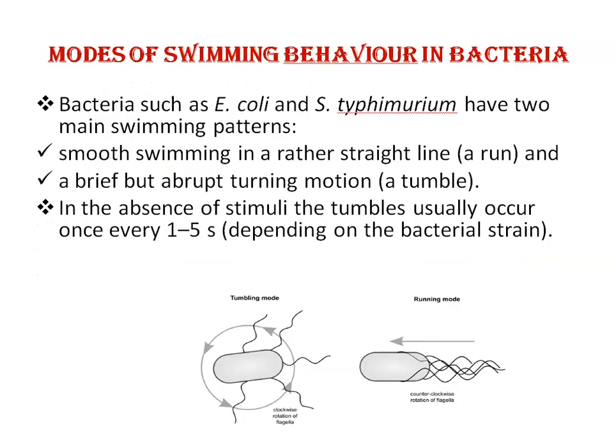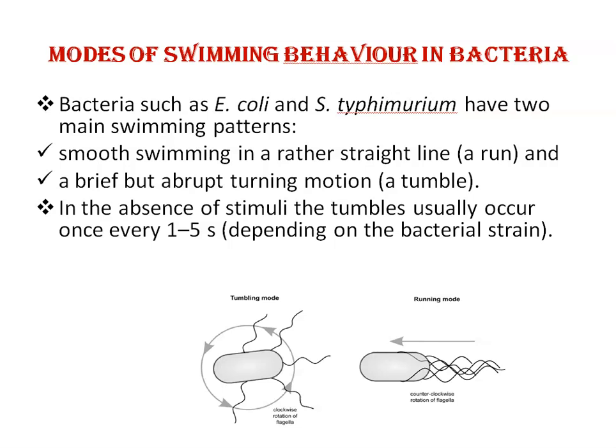Before starting with the signal transduction pathways of chemotaxis, it's very important to understand the modes of swimming behavior in bacteria. Bacteria such as Escherichia coli and Salmonella typhimurium have two main swimming patterns. One is smooth swimming in a rather straight line, a run, and the second is a brief but abrupt turning motion, a tumble. So, two main swimming patterns are a run and a tumble. As you can see here, this is the tumbling mode of swimming and this is the running mode of swimming.